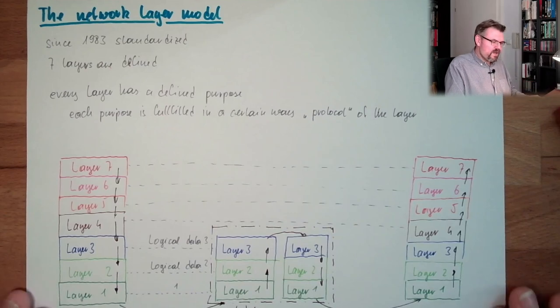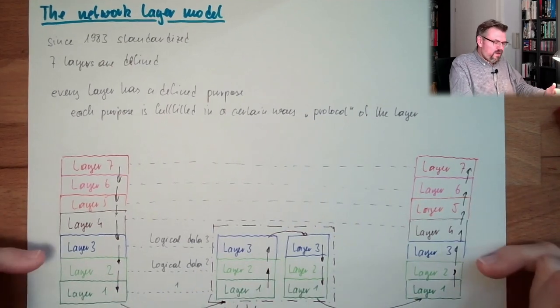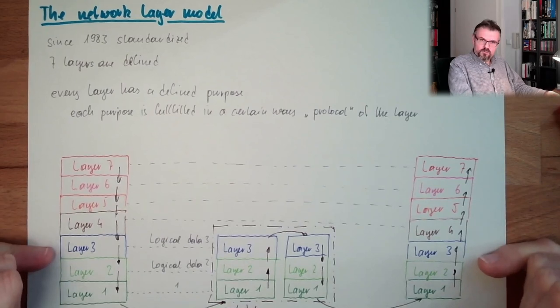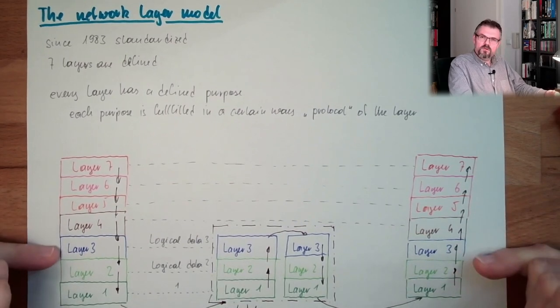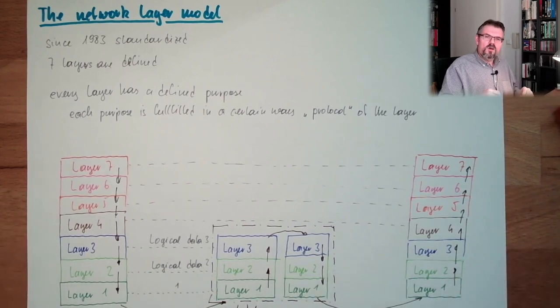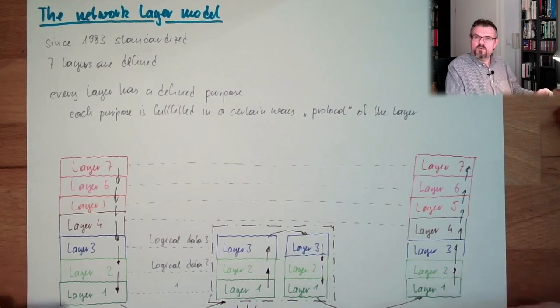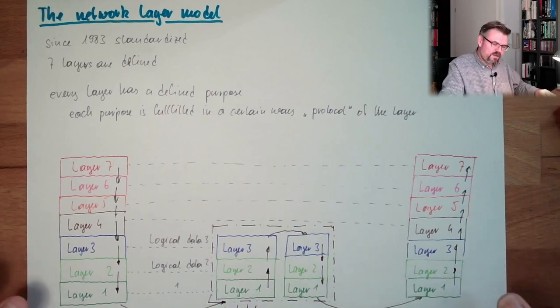So that's the network layer model. A typical layer 3 protocol is, for instance, IP, the Internet Protocol. A lot of things are defined there, such as how a packet can be delivered, and so on. A layer 2 protocol is the Ethernet protocol. Ethernet protocol is covering layer 1 and layer 2, for instance.